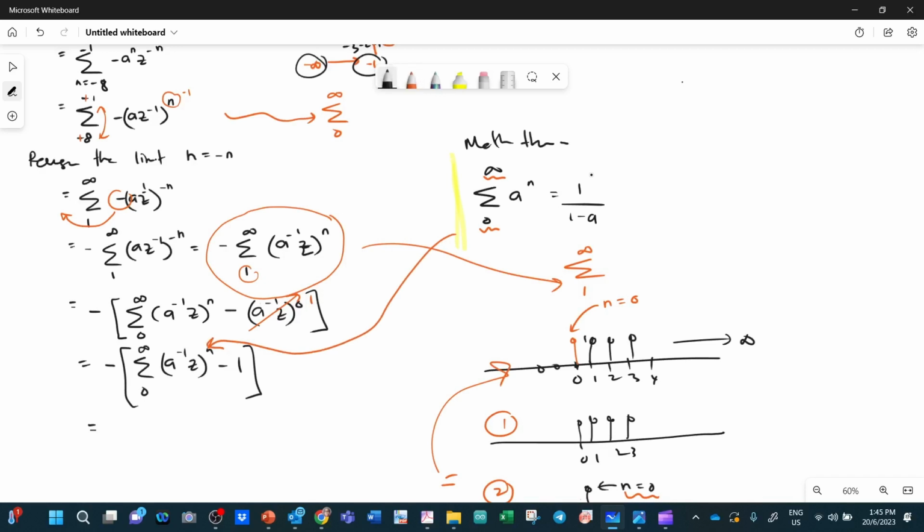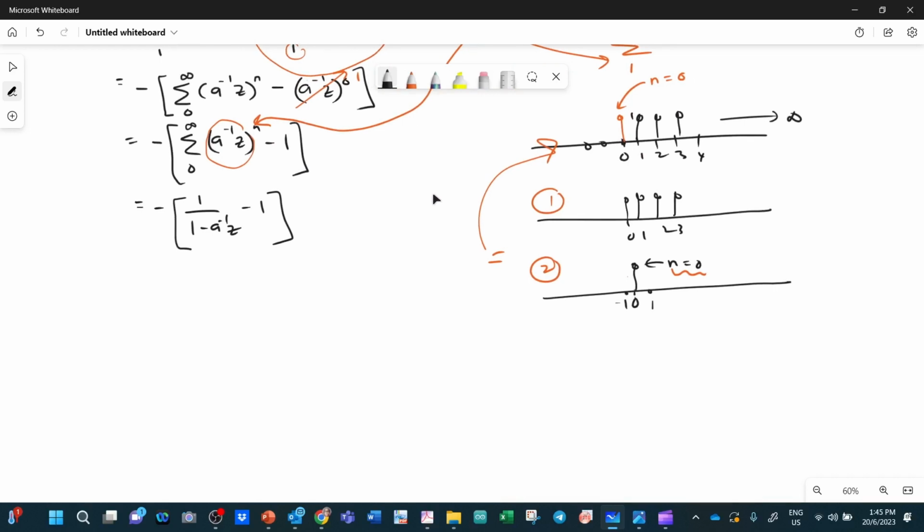So you have minus, what do you have? What is the a value? A value is this point. So you will have 1 over 1 minus a inverse z minus 1. So you can rearrange this again. So 1 minus 1 over 1 minus a minus 1 z. Then cross multiply this.